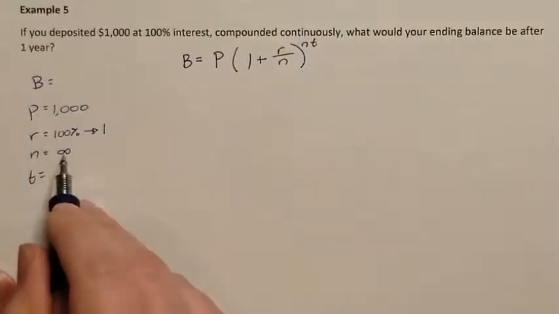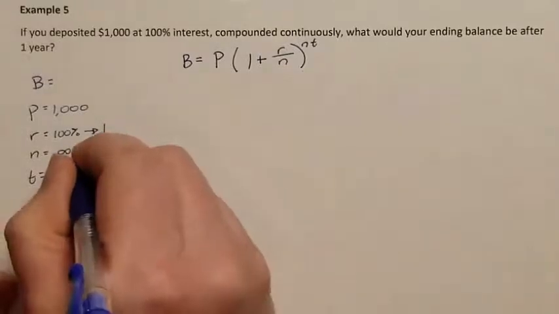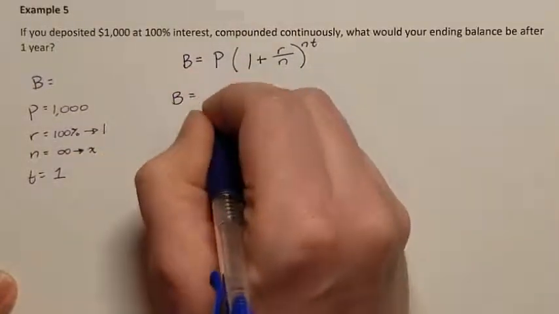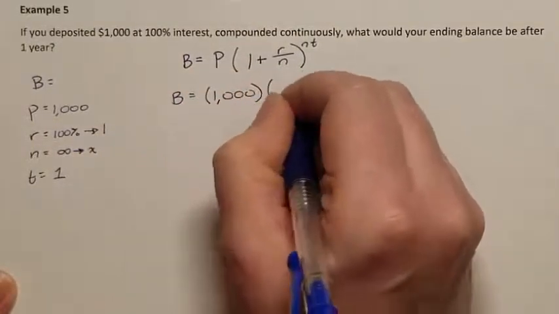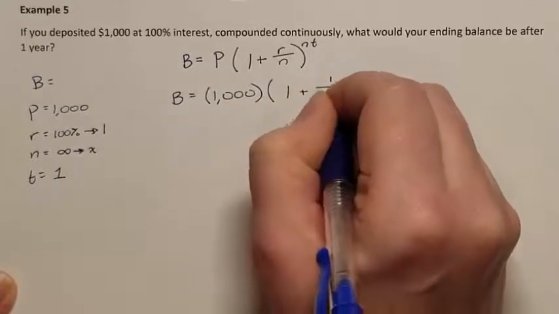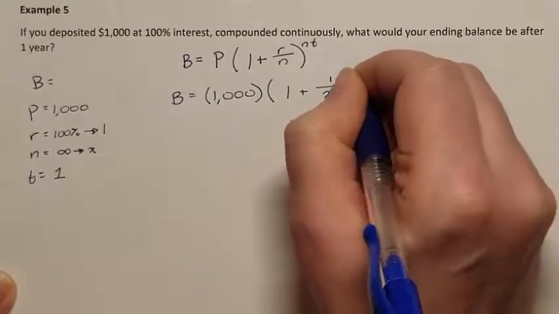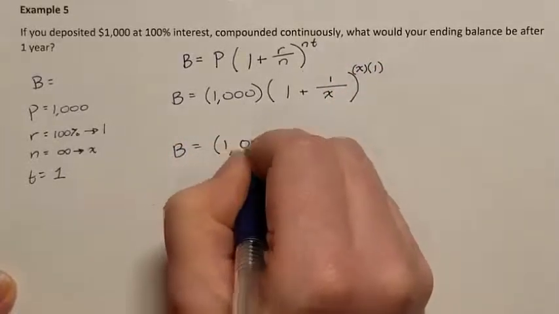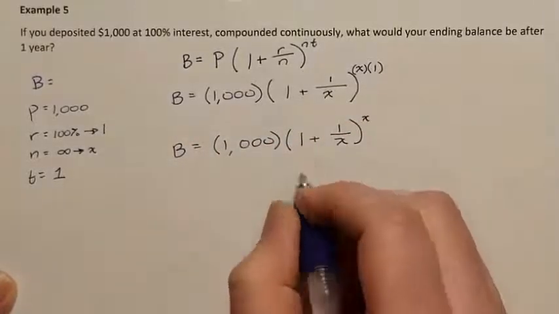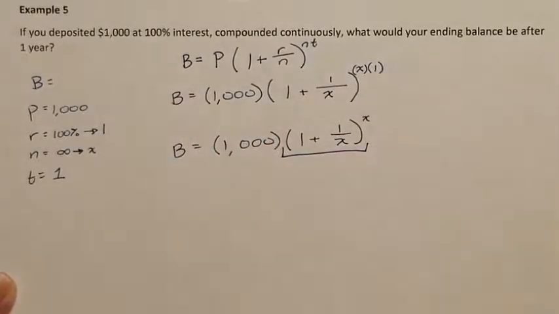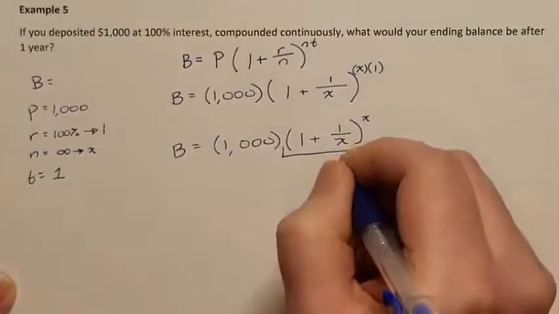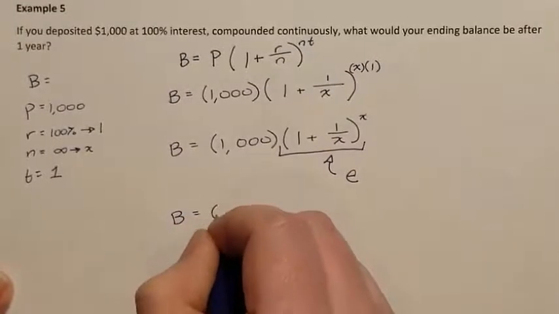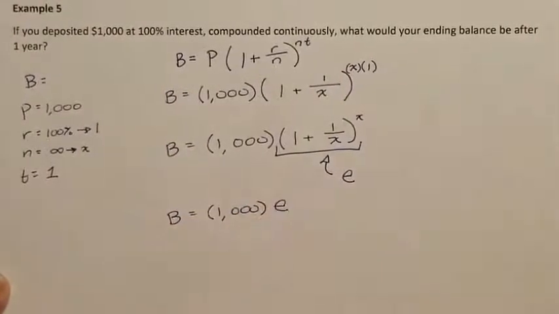Well, I can't use infinity as a number. So we're actually going to use that as the value x instead. So plugging this in. B equals, my P is 1,000. 1 plus my rate over x to the, my x is my n, my t is a 1. Simplify my exponents. You will recognize this. This is right here what we had on the previous page. We identified this as e. So that meant that this is B equals 1,000 times e.